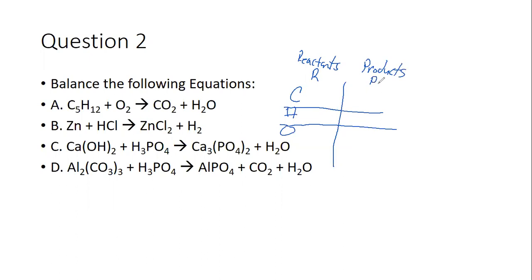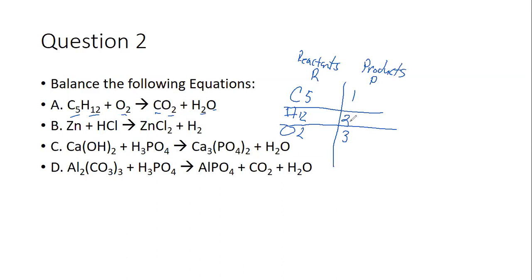The first thing you need to do is count up the number of atoms on each side of the equation. On the left side of the arrow, I have 5 carbons, 12 hydrogens, and 2 oxygens. On the right-hand side of the arrow, I have 1 carbon, 2 plus 1, so 3 oxygens, and 2 hydrogens.